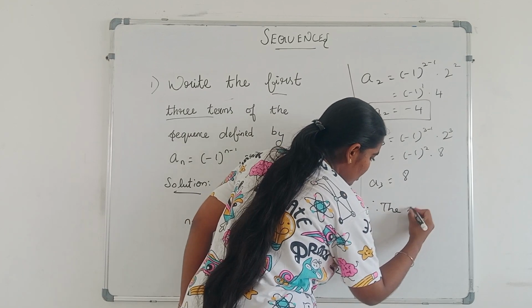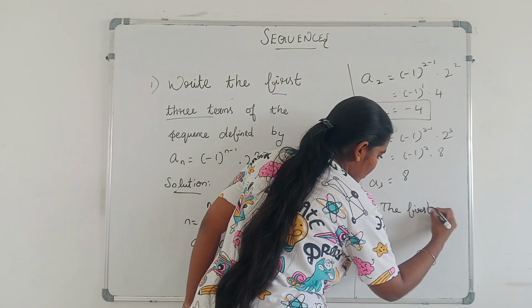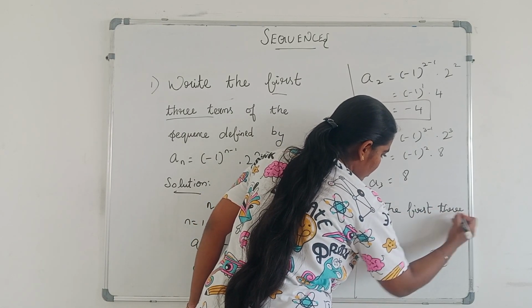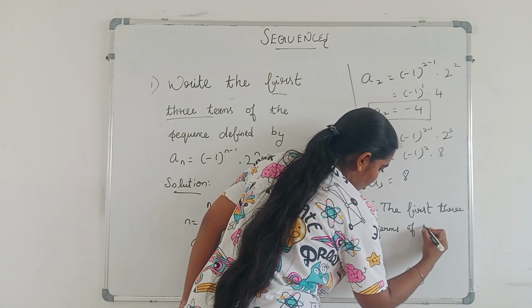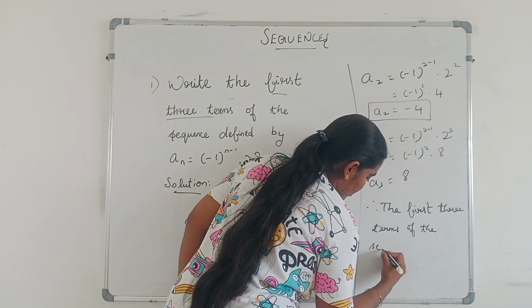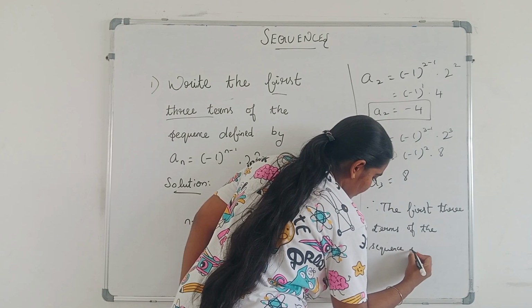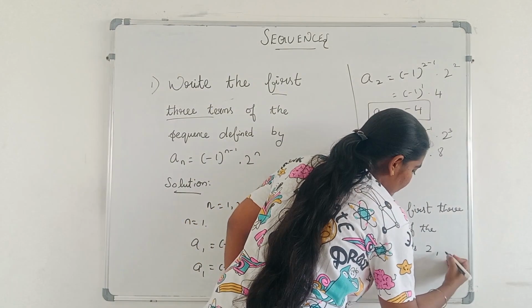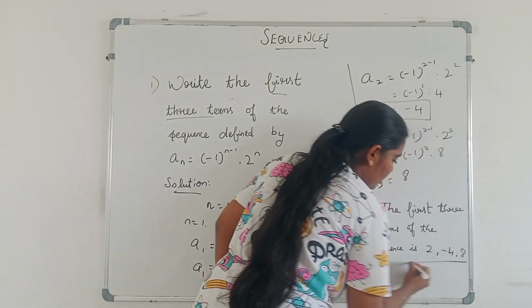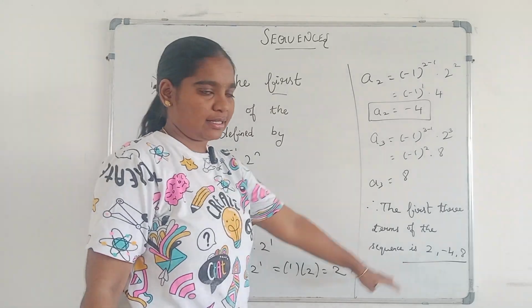Therefore, the first three terms of the sequence: first term is 2, second term is -4, third term is 8. This is our final answer.